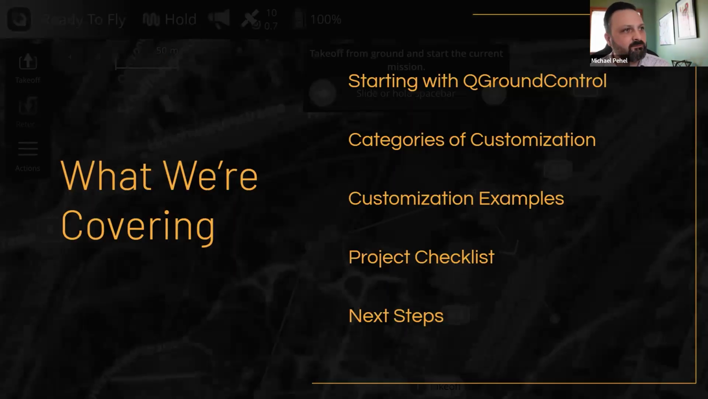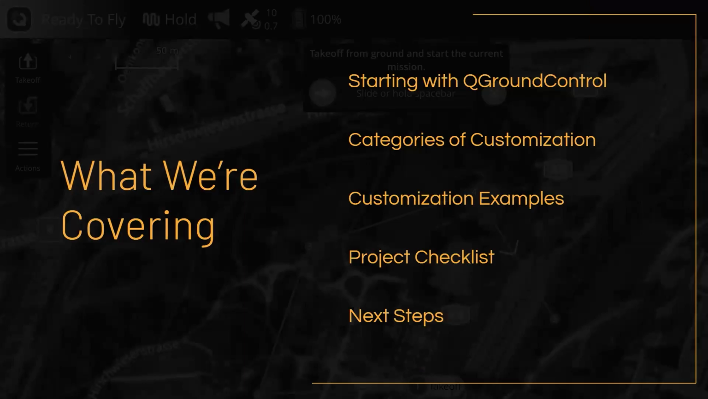All right, let's get to what we're actually going to be talking about today. We're going to start by talking about QGroundControl. Then we're going to go into the categories of how you might want to customize your own ground control station based on QGroundControl. Some examples, and then we will show you a checklist of things you might want to figure out before you start delving into customizing your ground control station, and then next steps.